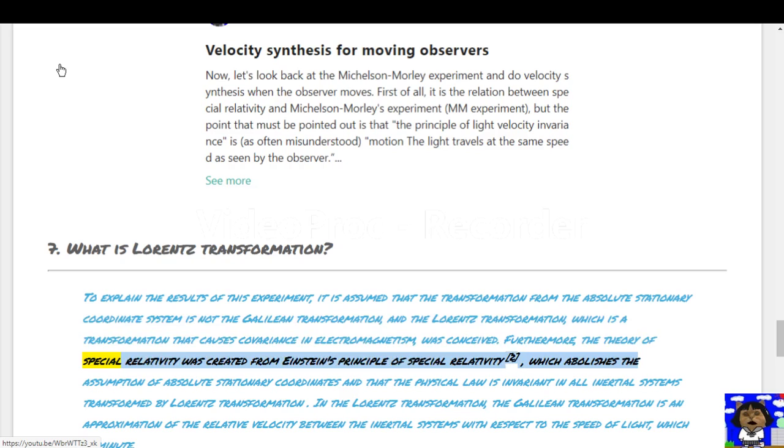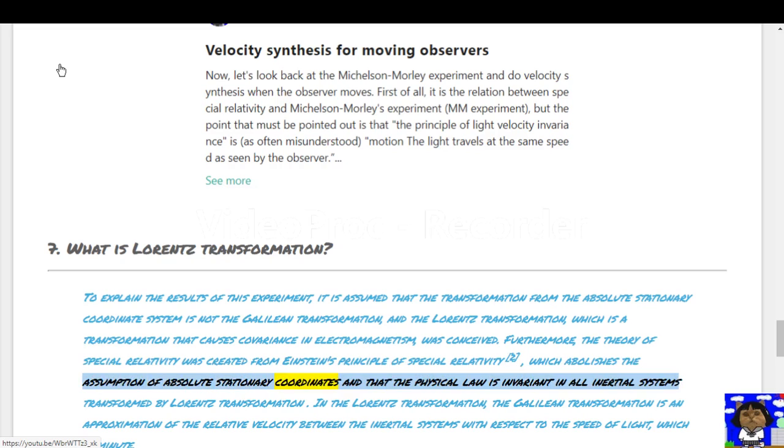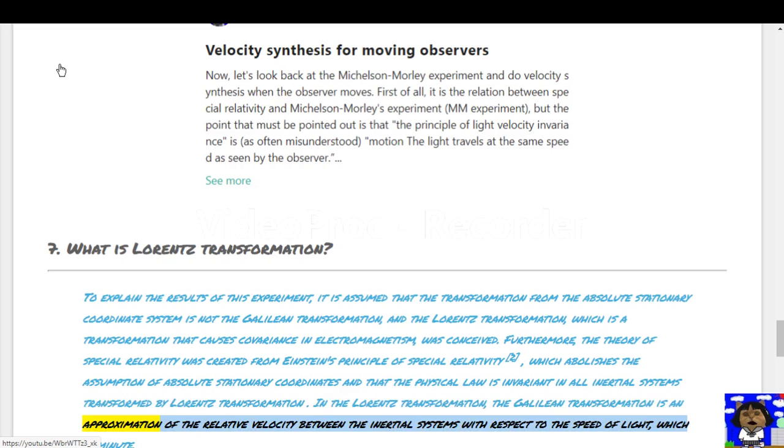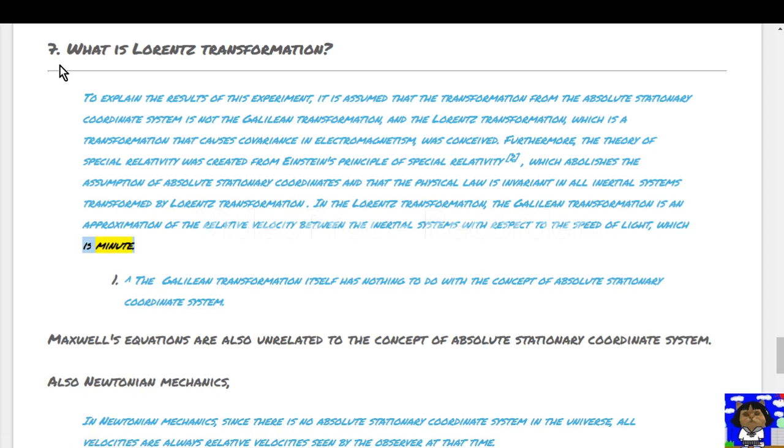Furthermore, the theory of special relativity was created from Einstein's principle of special relativity, which abolishes the assumption of absolute stationary coordinates, and states that the physical law is invariant in all inertial systems transformed by Lorentz transformation. In the Lorentz transformation, the Galilean transformation is an approximation for when the relative velocity between the inertial systems is minute with respect to the speed of light.